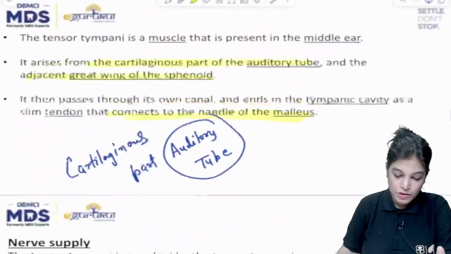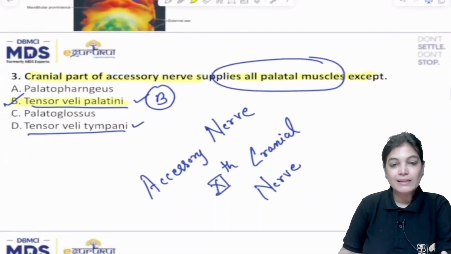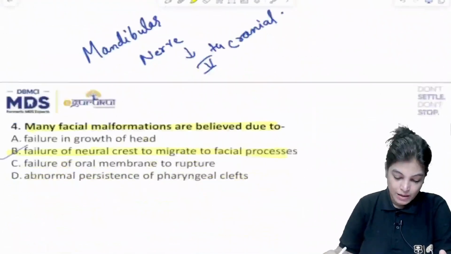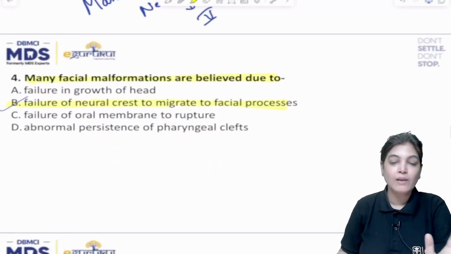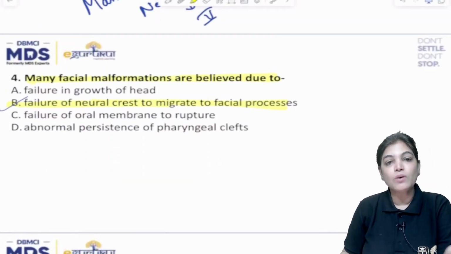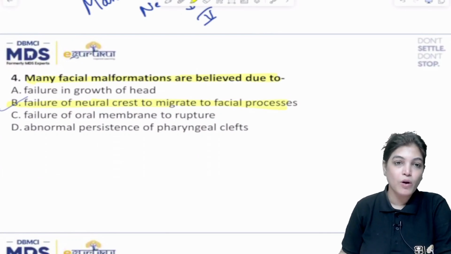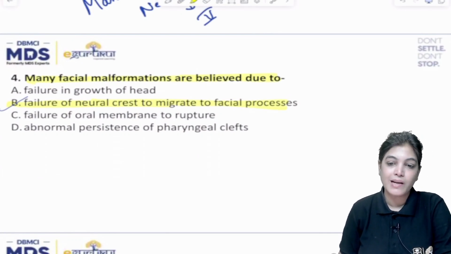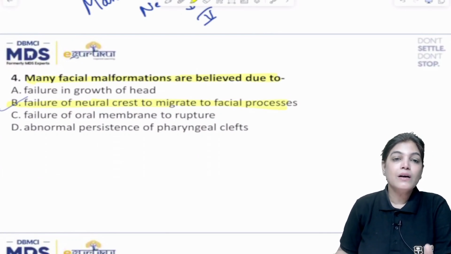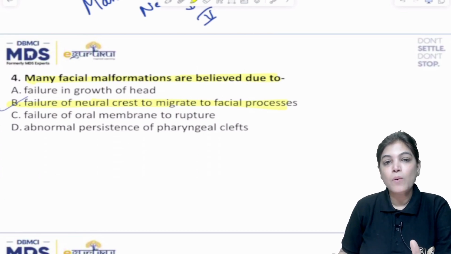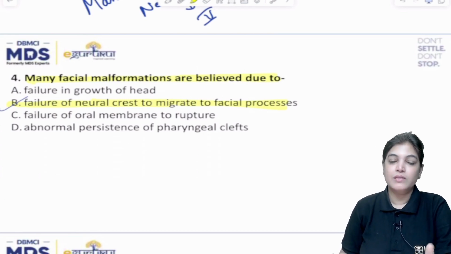Same goes with the other question. Here also this was a confusing one. Okay, we have marked this fifth. Okay, many facial malformations are. So we have got other factors which also contribute to facial malformation, but the most important contribution is the right answer. I will definitely go with failure of neural crest to migrate to facial processes. That is absolutely the right answer.